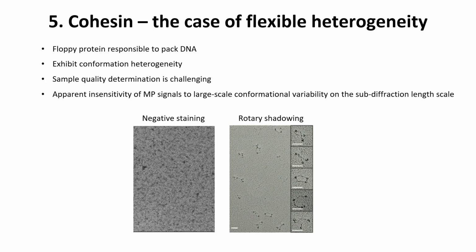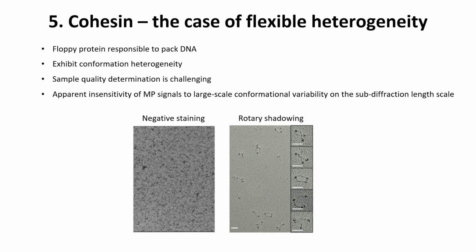So the last protein was Cohesin, and here it's the case of flexible heterogeneity. Cohesin is a floppy protein, and it's responsible for packing DNA, and it exhibits conformational heterogeneity. Here is an example of a negative staining image of Cohesin, and you can see it's really hard to see anything. And the reason for that is the different conformations of Cohesin.